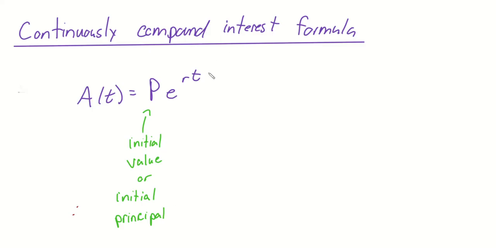What was T in all of our equations? Time. R is our annual interest rate. Now I should always write this as a decimal. A of t is our output, our final result.